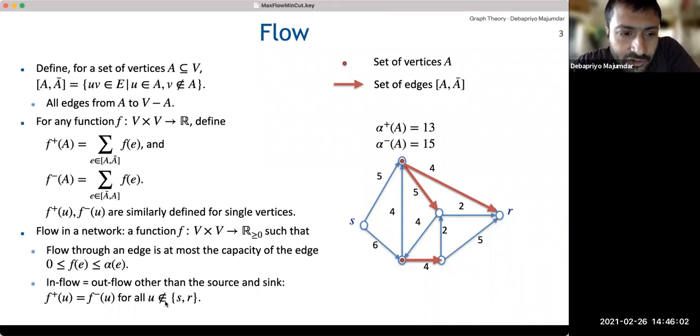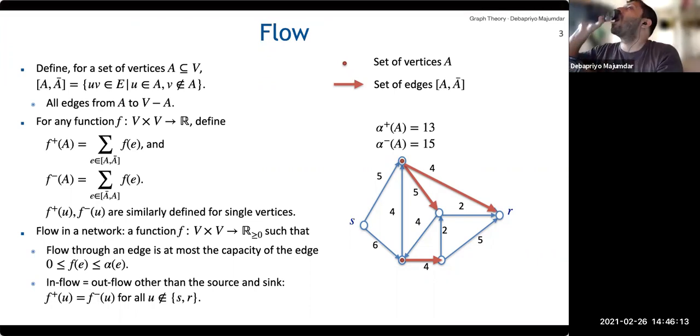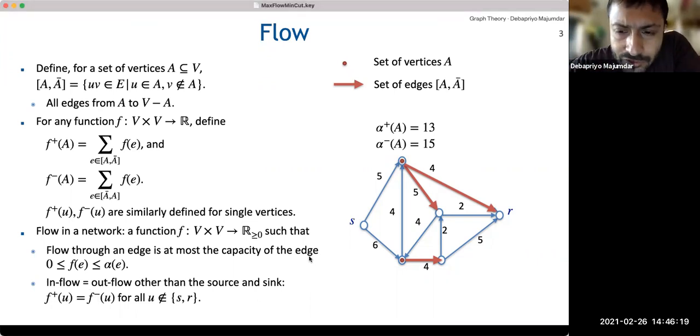So inflow is equal to outflow. That means f plus u should be equal to f minus u for all u that is not the source or the sink. All right. Okay. So now tell me, the capacity function that we have here, is it a flow? I mean, is it good for a flow function?